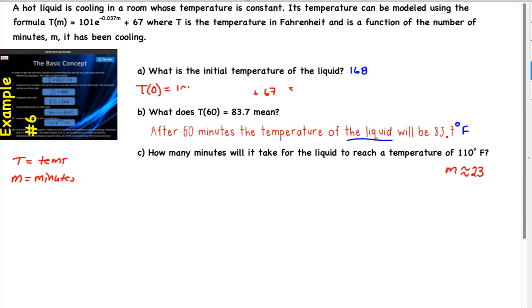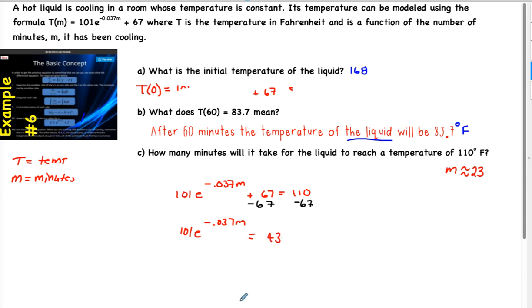Okay, so let's start solving this thing. 101 e to the negative 0.037, and I don't know what m is, plus 67 equals 110. I'm going to just minus 67 from both sides. It gets me 101 e to the negative 0.037 m equals, what is that, 43.